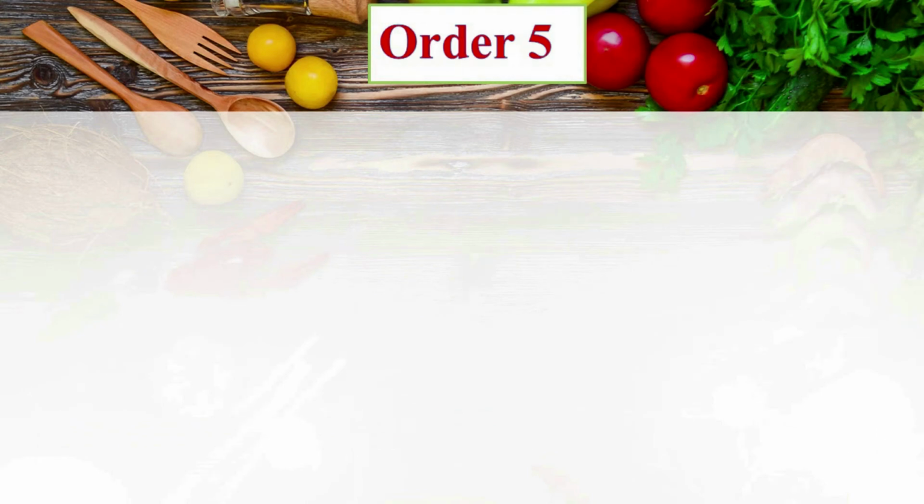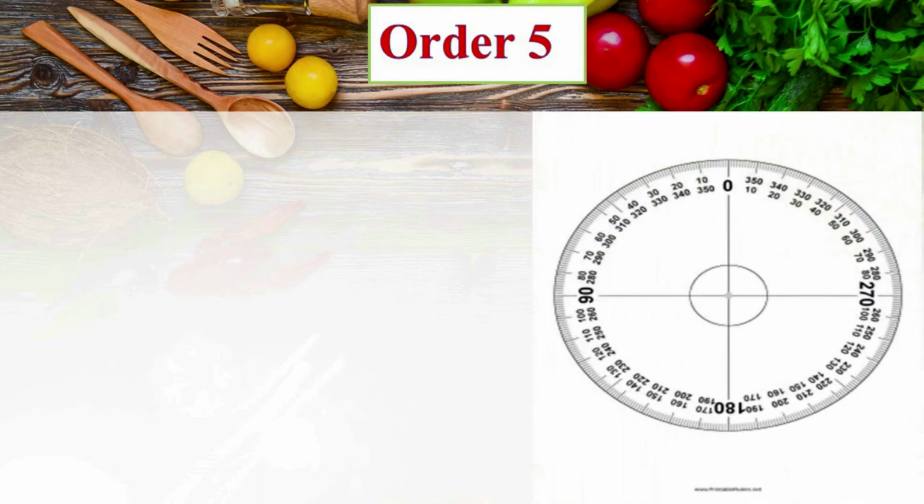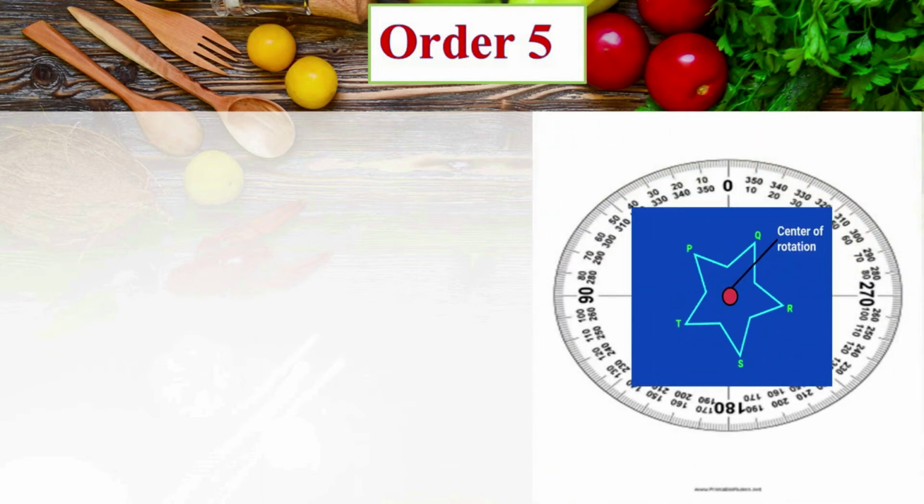Order 5. You know very well that a regular polygon with 5 sides is a pentagon. If the given figure is a regular polygon, the order will be the number of sides. The order of the given polygon is equal to the number of sides. Let us check it. Now I am going to take a 5-pointed star as an example for order 5, and you can also find it using a pentagon. Let us check it using the 5-pointed star.